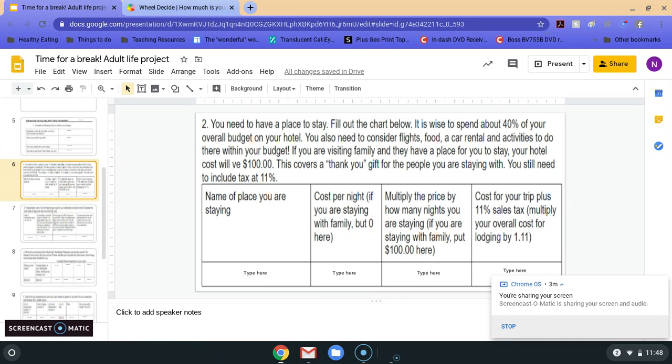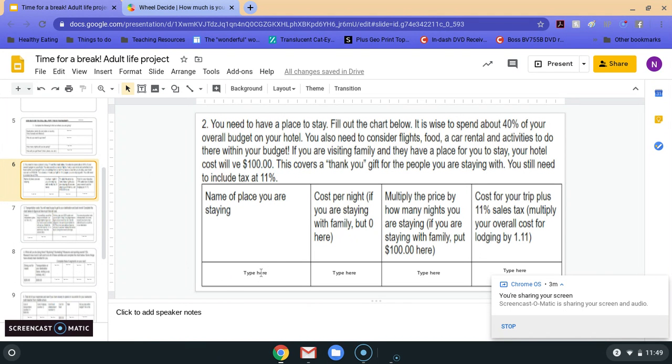So if you were visiting family, let's say you have family in Vermont and you're going to go visit them, you're not going to pay for a place to stay necessarily, but your hotel is going to cost you $100. So it'll cover kind of like a thank you gift. Maybe you get your family members a gift card or you take them out to eat one night. It doesn't matter what it is, it's going to cost you $100. But you also still need to include 11% sales tax in that as well.